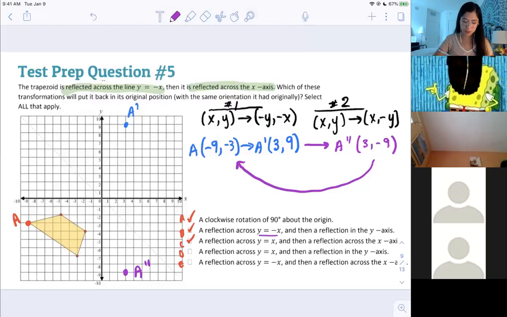And then C would be a reflection across y equals x. So that's where you switch the numbers. So 3, -9 becomes -9, 3, which is right there. And then a reflection across the x-axis would bring me downwards back to where I started.